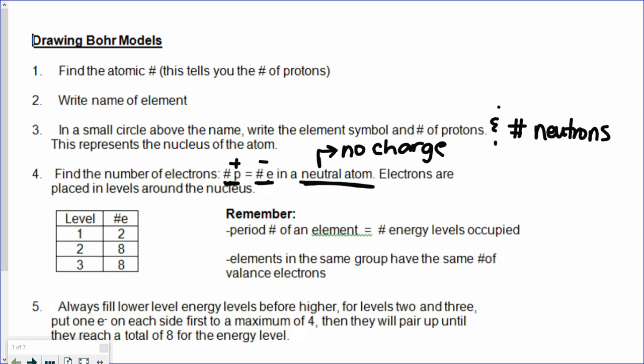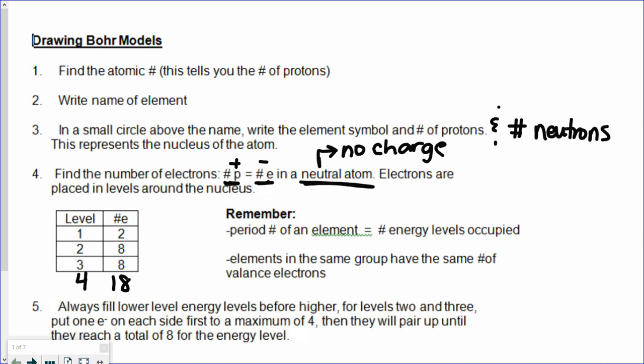But again, I won't ask you to really get much further than that, but if you want to add it on here just to help yourself, the fourth shell can fit 18 electrons. So a couple little things to remember. The period of an element is the number of energy levels that are occupied. So something in the first period will have 1 energy level occupied. Something in the second period will have 2. Third period will have 3.